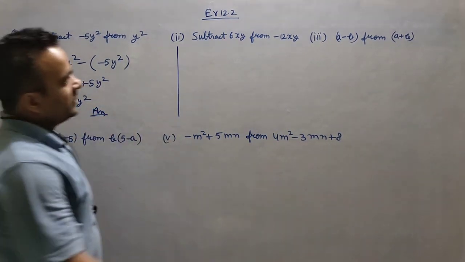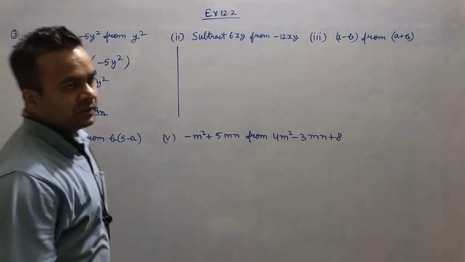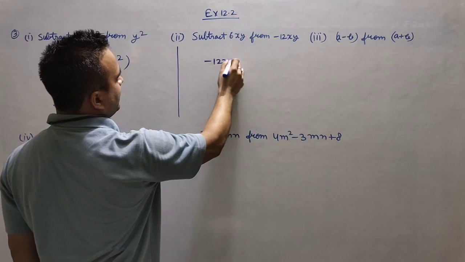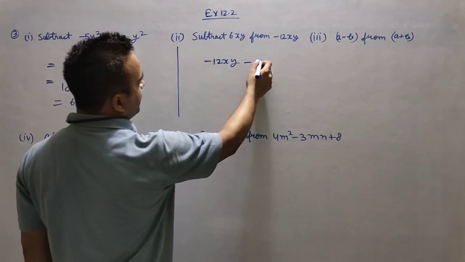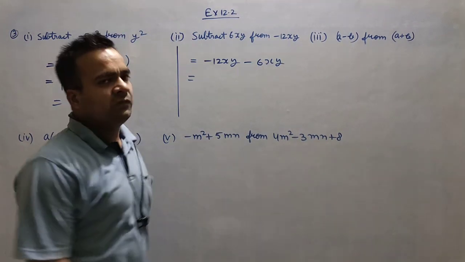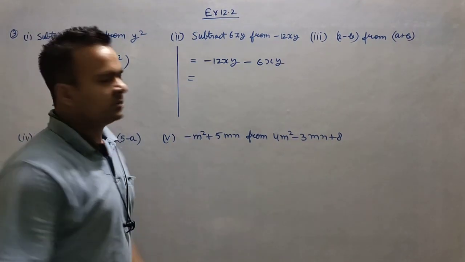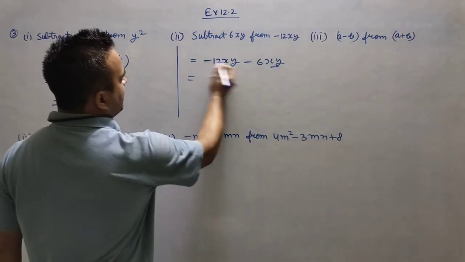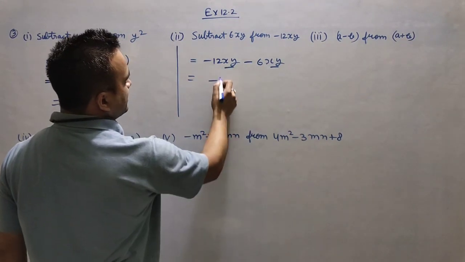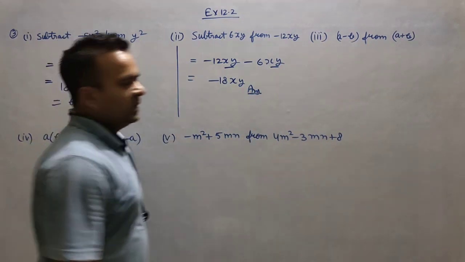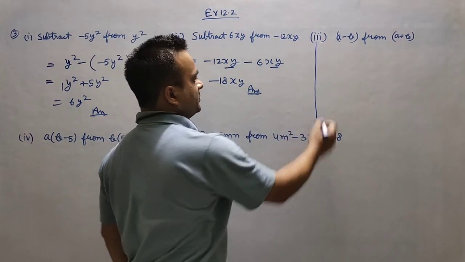Now you can see again, subtract 6xy from this. So what I will do, first of all I will write this term, and what I have to subtract? 6xy. Now first of all we have to check whether they are like terms or unlike terms. Definitely they are like terms because xy is there. Now both are in minus, so minus 12 and minus 6, minus 18, then you will get minus 18xy as the answer.